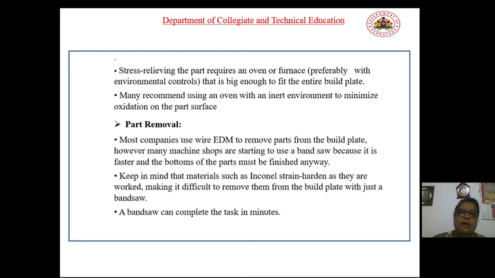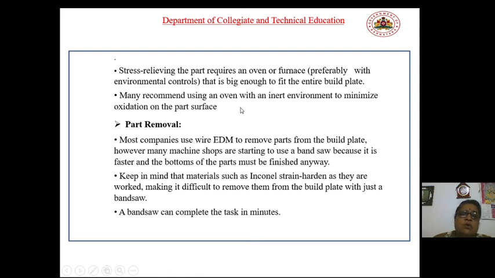Many have recommended using an oven with an inert environment to minimize oxidation on the part surface. Some of the powder particles, when exposed to the air, may catch fire, so it leads to fire hazards. To avoid those fire hazards, we prefer to go for an oven.